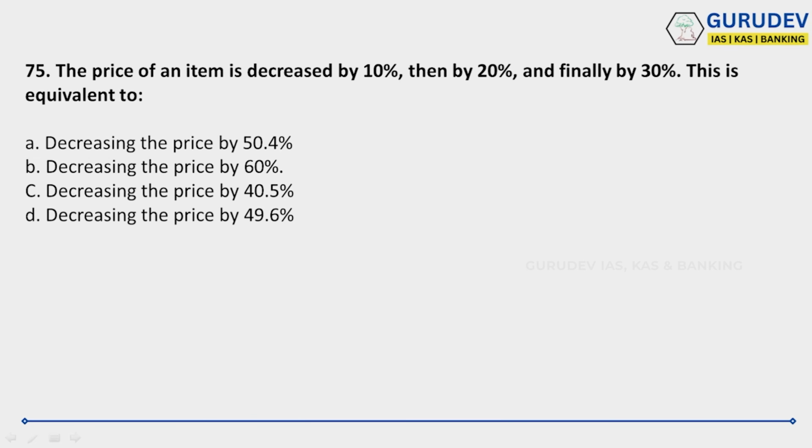What is the 75th question saying? The price of an item is decreased by 10%, then by 20%, and finally by 30%. This is equivalent to... okay, fine. So what is it telling over here? What is a 10% fraction, my dear aspirants? It is nothing but 1 by 10. So 20% fraction is 1 by 5. 30% fraction is 3 by 10. This you should know, okay? So whatever the solution we are getting, we will get in a few seconds, okay?